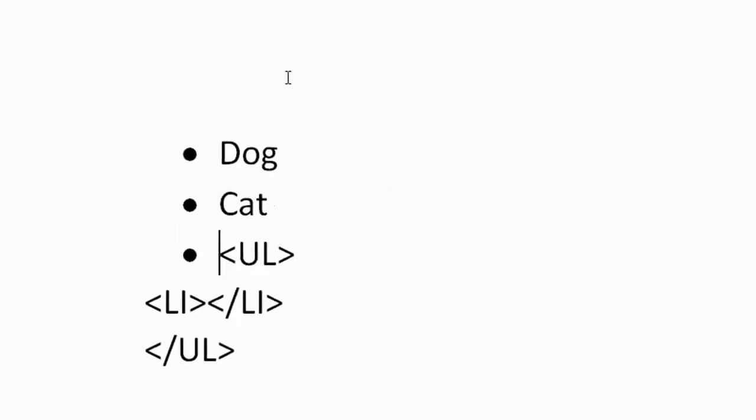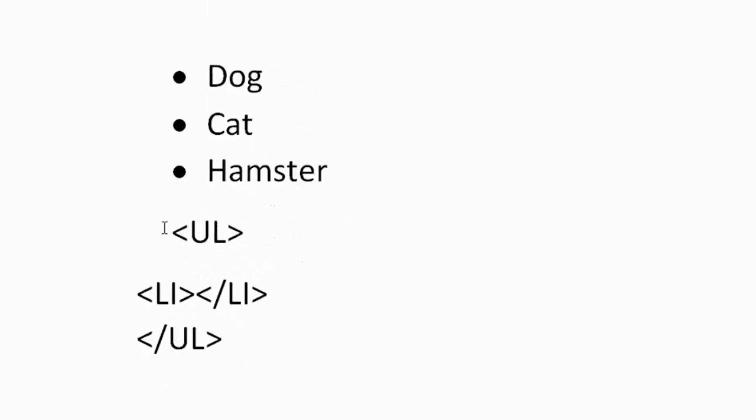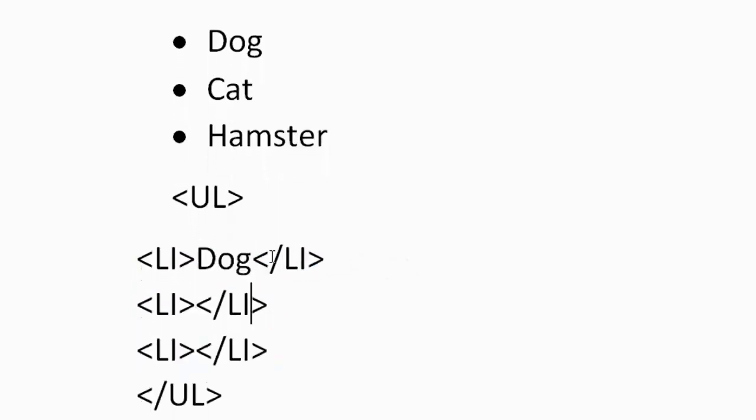So let me do this again. Let's say, for example, we want to do dog, cat. So we start the unordered list with this tag, right? And then we finish the list with this tag. Now, each one of these items are going to be this, right? So this is going to be dog, cat, and hamster.